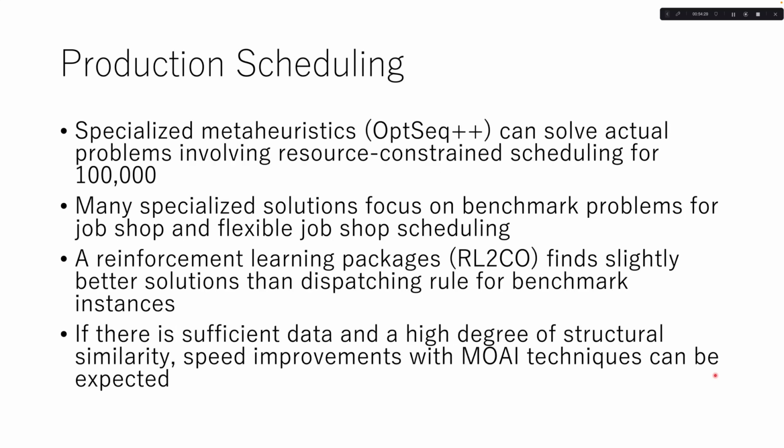In production scheduling, specialized meta-heuristics can solve actual problems involving resource-constrained scheduling for 100,000 jobs within a few hours. In research, many specialized solutions focus on benchmark problems for job shop and flexible job shop scheduling. By using reinforcement learning packages specialized in combinatorial optimization, slightly better solutions than dispatching rules can be obtained for benchmark instances. If there is sufficient data and a high degree of structural similarity, speed improvements with MOAI techniques can be expected.